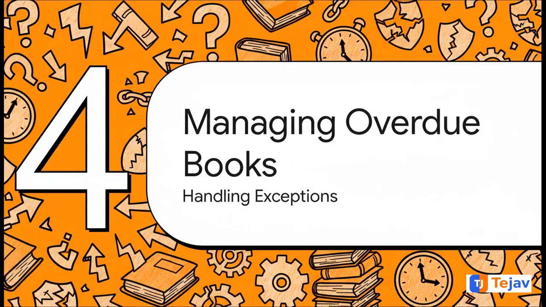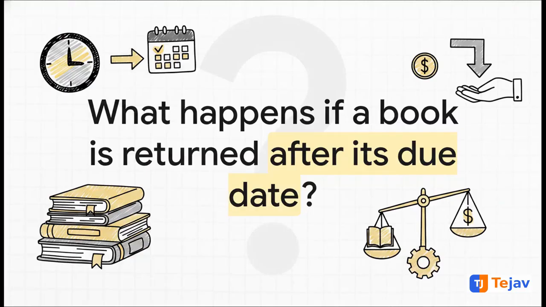Okay, so we've covered what happens when everything goes perfectly. But let's be real, that's not how the world works. A truly good system shines when it handles the exceptions, the messy stuff. So let's dive into what happens when books are overdue. I mean, this is probably the most common headache for any library, right? Late books. So how does our system deal with this automatically and fairly?